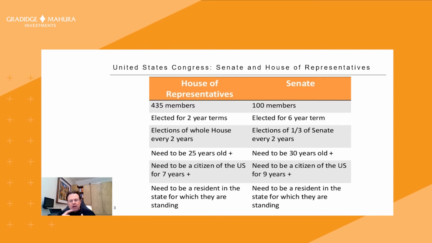So you can get a change in which political party controls the Senate. Now, in order to be a senator, you've got to be 30 years or older, and you've got to be a US citizen for 9 years.